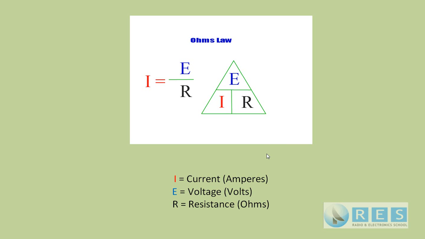Let us do some mathematical examples using this equation. Just remember that I, current, is electrical flow, the flow of charge or electrons, measured in amperes. E is electrical pressure or voltage, measured in volts. R is electrical resistance, measured in ohms. And for your foundation assessment, you will have to do some simple calculations using this equation, and you could be asked to find I, E or R. So that's why you need the Ohm's law triangle.